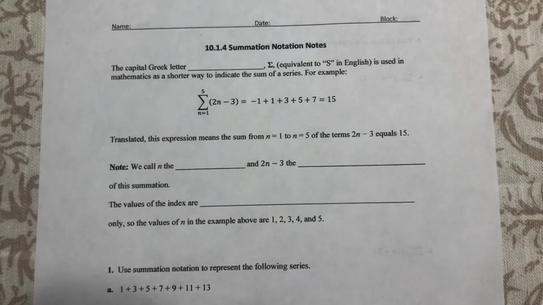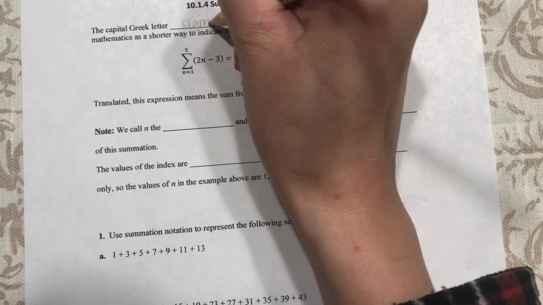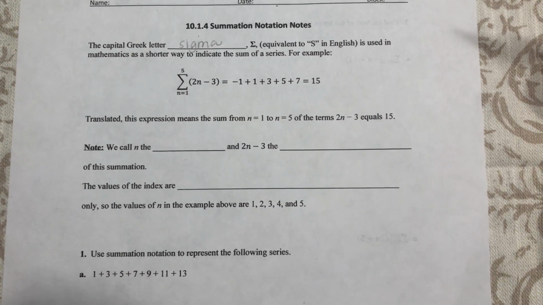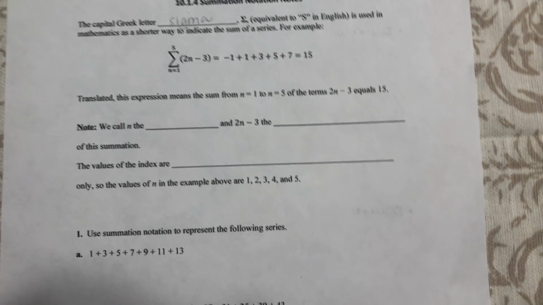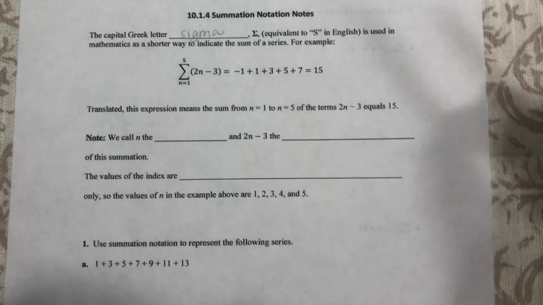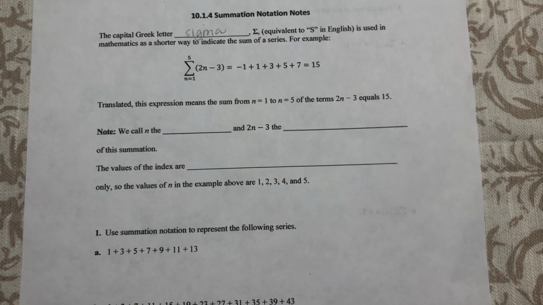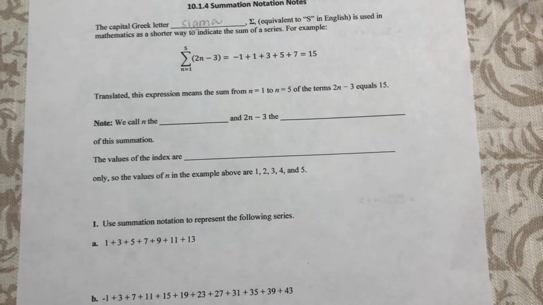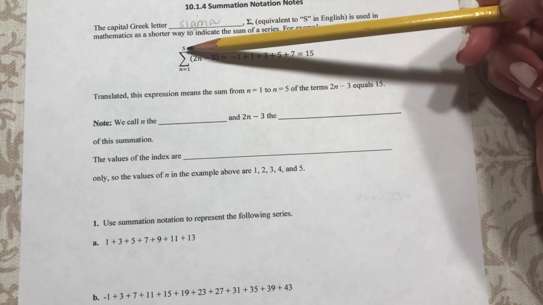So the capital Greek letter sigma, just fill these in, equivalent to capital S in English, is used in mathematics as a shorter way to indicate the sum of a series. It's just notation. For example, here you have your capital sigma. It shows that it represents a series or a sum. We have an n equals 1 on the bottom. You'll see that for most, if not all of these, it'll always have n equals 1 at the bottom. Then you have a number at the top, which is 5.